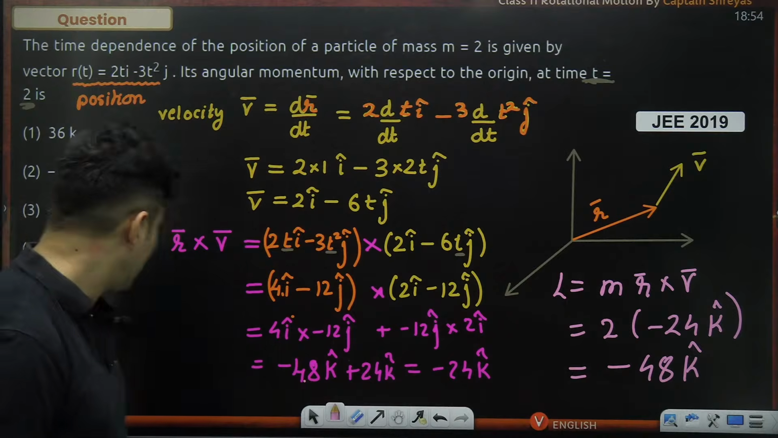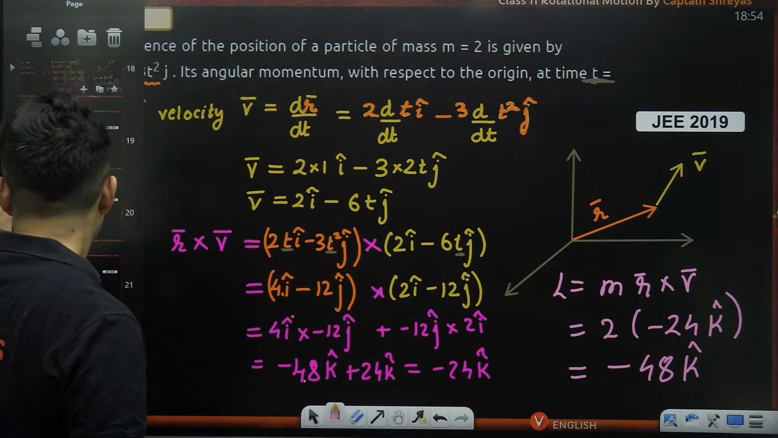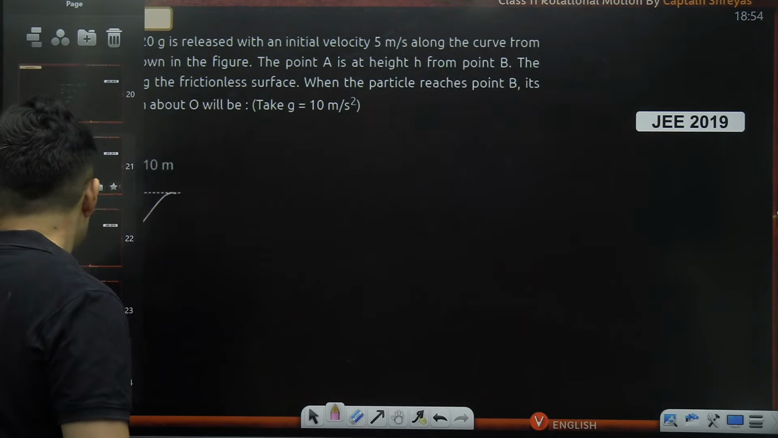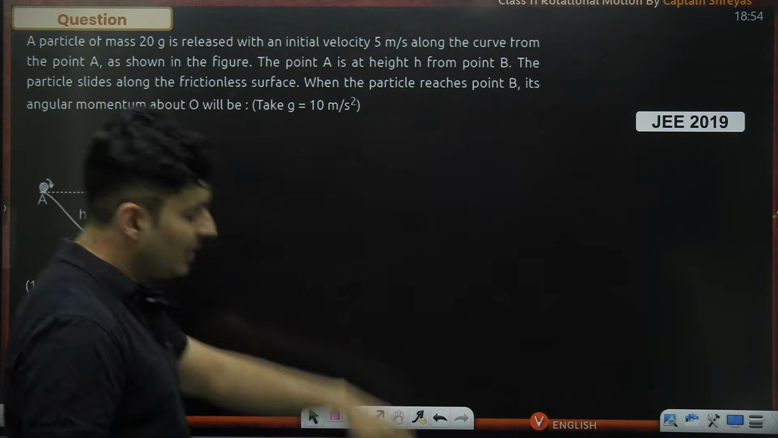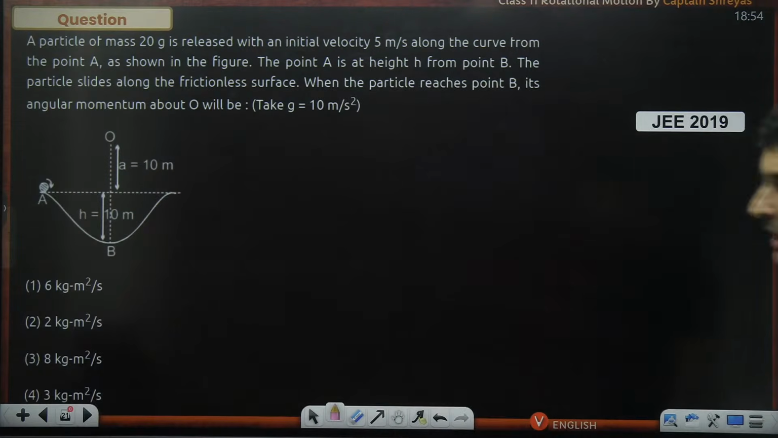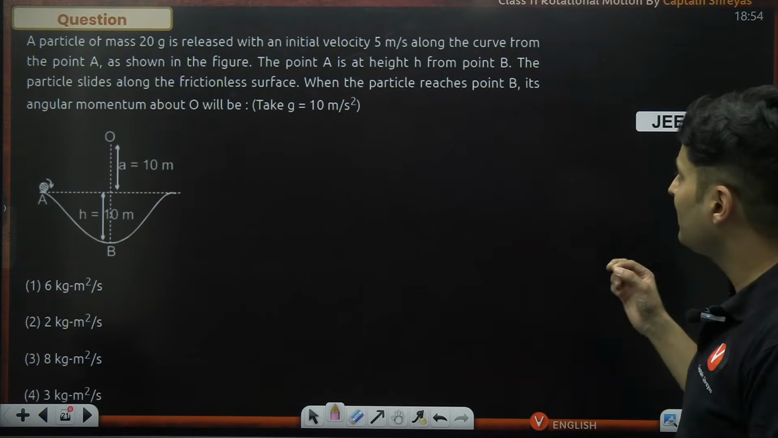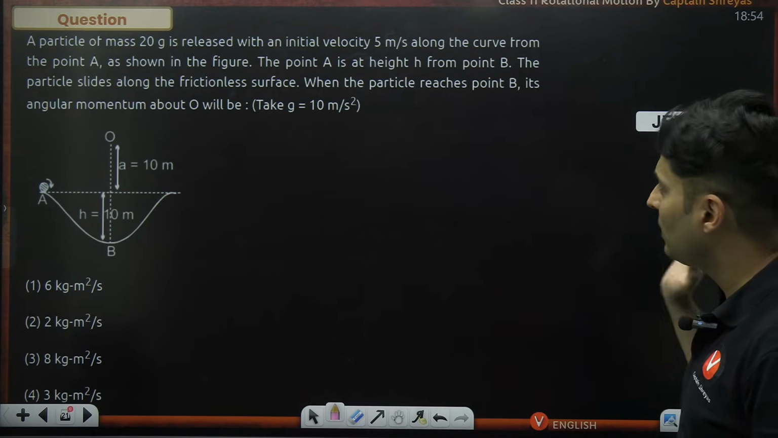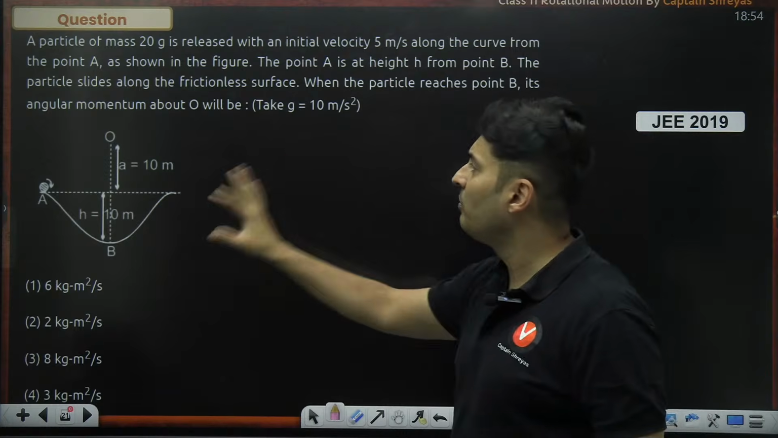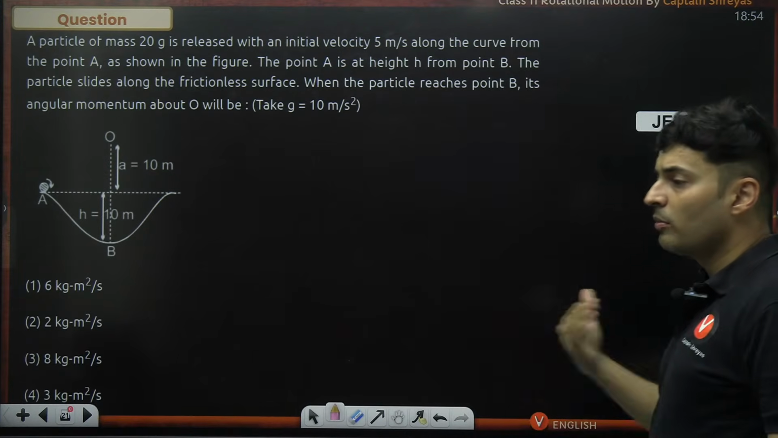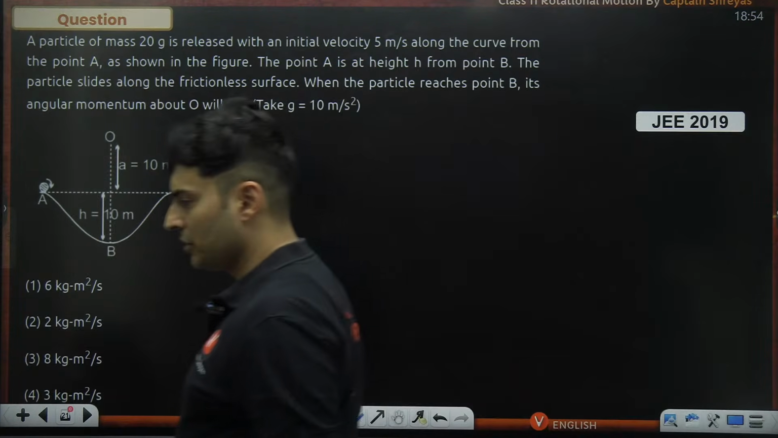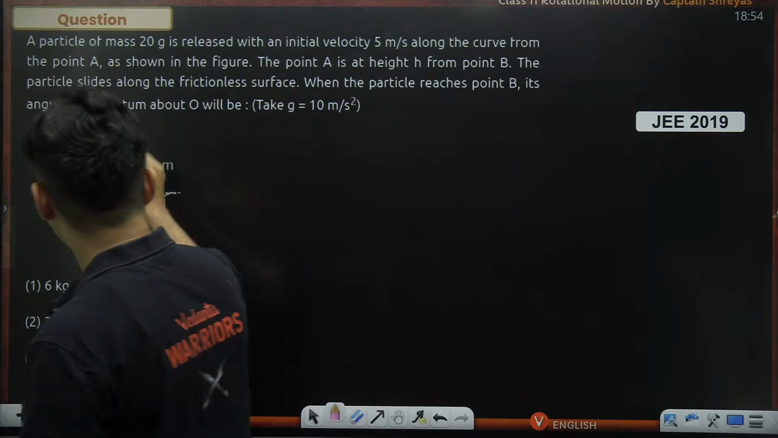Cool, perfect. Let's go ahead. Next question coming up on your screen, and here it is. A particle of mass 20 grams is released with some velocity along this particular curve as shown. The point A is at some height. The particle slides along that surface. When the particle reaches the point B, what is the angular momentum about point O? That is the question.